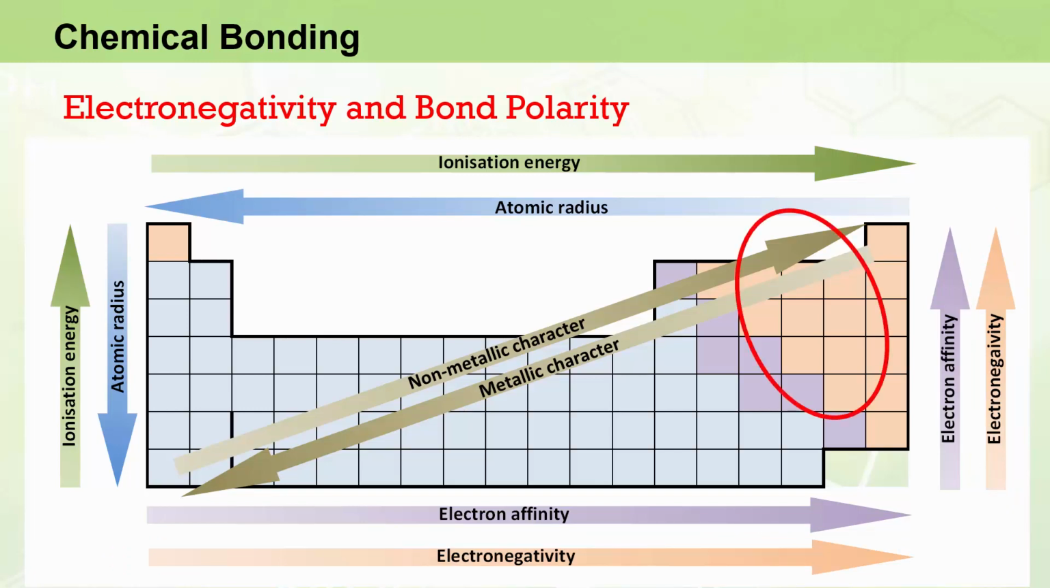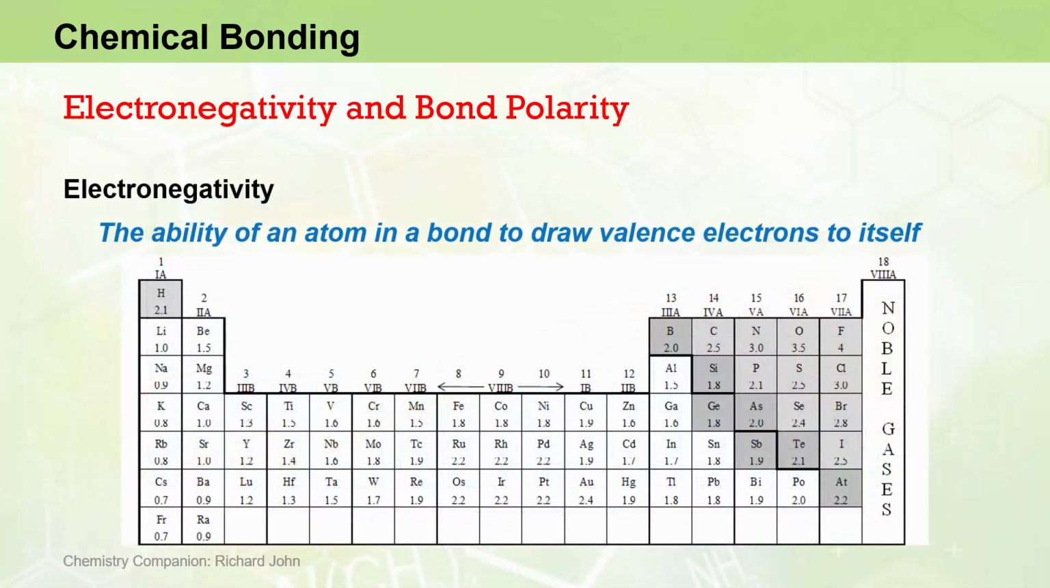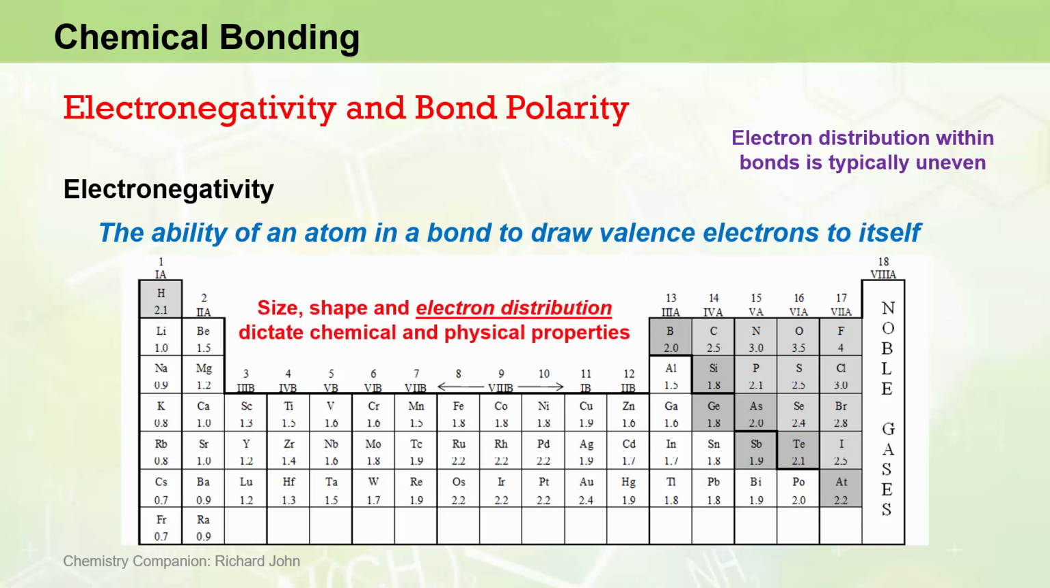This means that nonmetals at the top right of the periodic table, with the exception of the noble gases, have the highest electronegativities, and metals in the bottom left have the lowest values. Elements with high electronegativity have a greater ability to attract valence or bonding electrons to themselves compared to other atoms. The implication of this is that electron distribution within bonds, when electrons are shared between atoms, is typically uneven. And this is important because the size, the shape, and the electron distribution within atoms, molecules, and ions tends to dictate the physical and chemical properties of most substances.